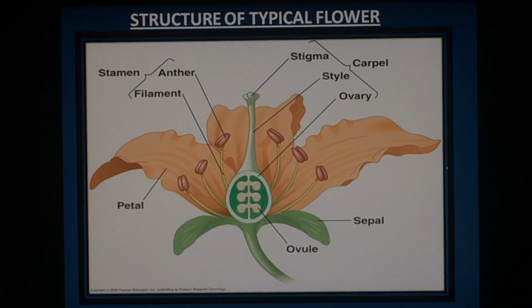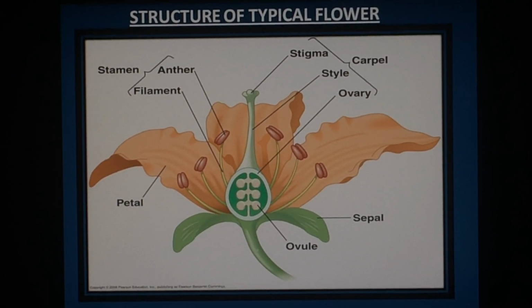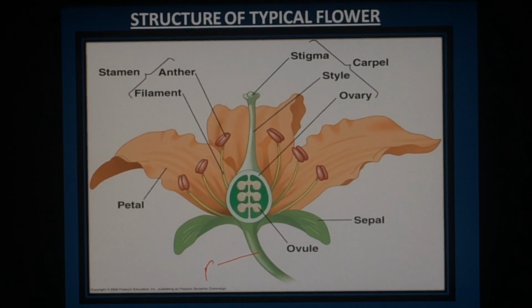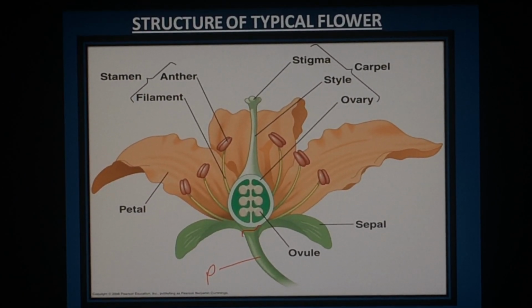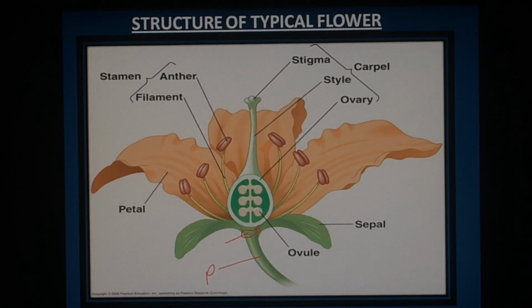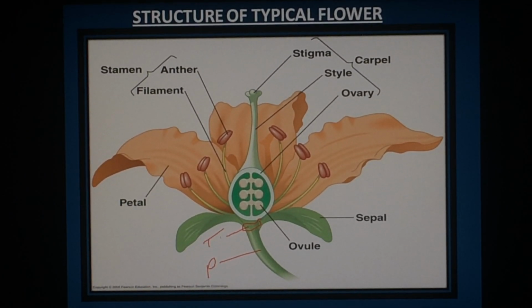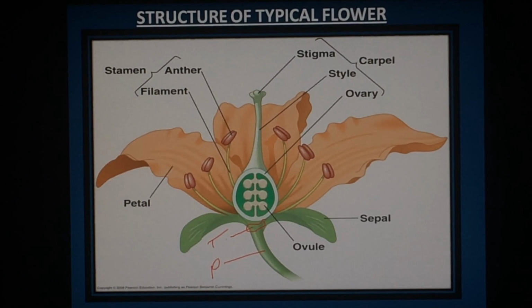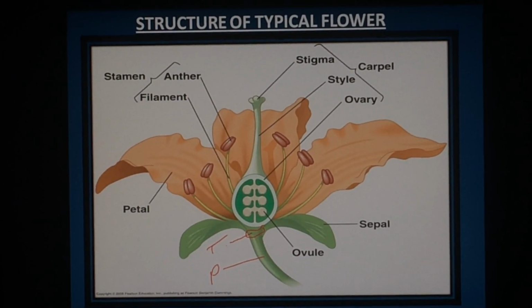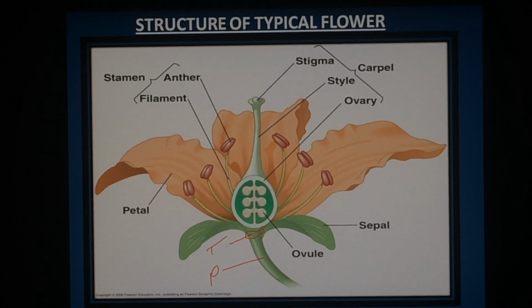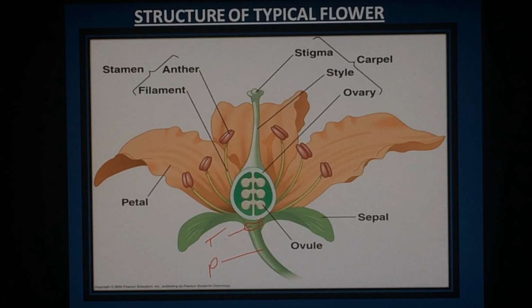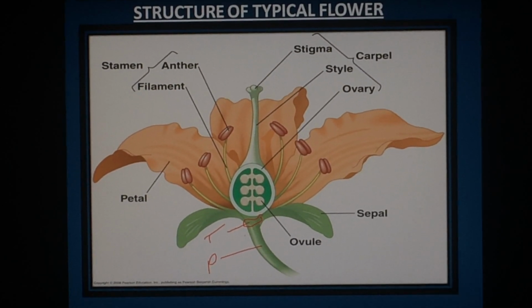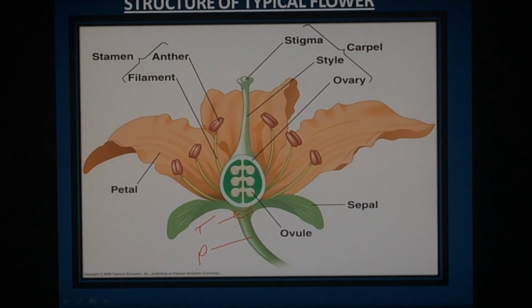Stalk of the flower is called as a pedicel. Swollen part of a pedicel is called as a thalamus. Thalamus shape may be convex, or it may be concave, or it may be disc shaped, dome shaped. Different shapes are there in thalamus.